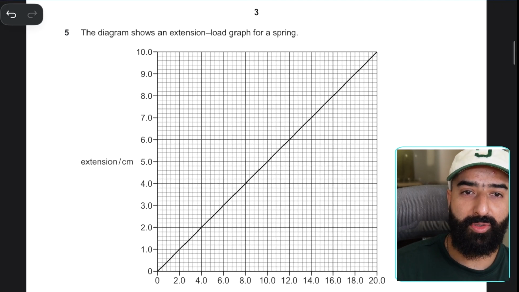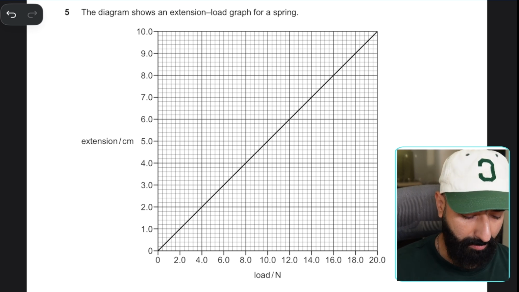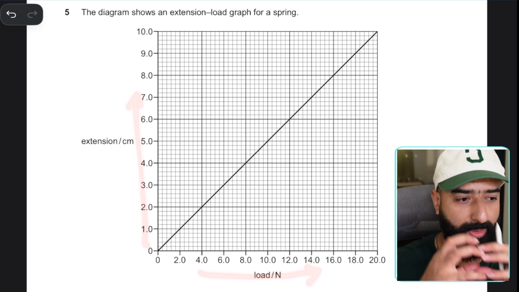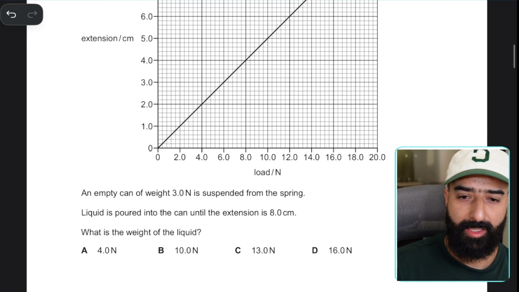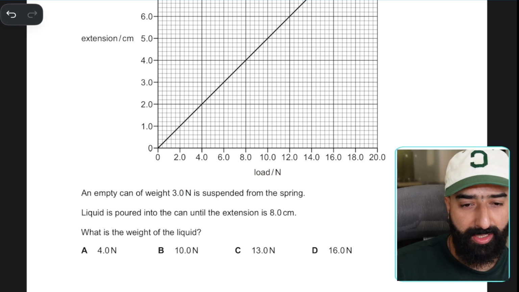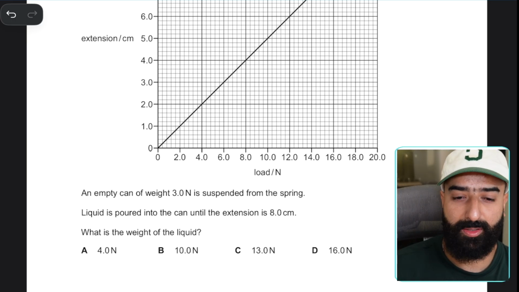The diagram shows an extension load graph of a spring. Load is on the horizontal, extension on the vertical. You kind of pull the string, right? Okay. An empty can of weight 3 Newton is suspended from the spring. Liquid is poured into the can until the extension is 8 centimeter. What is the weight of the liquid?